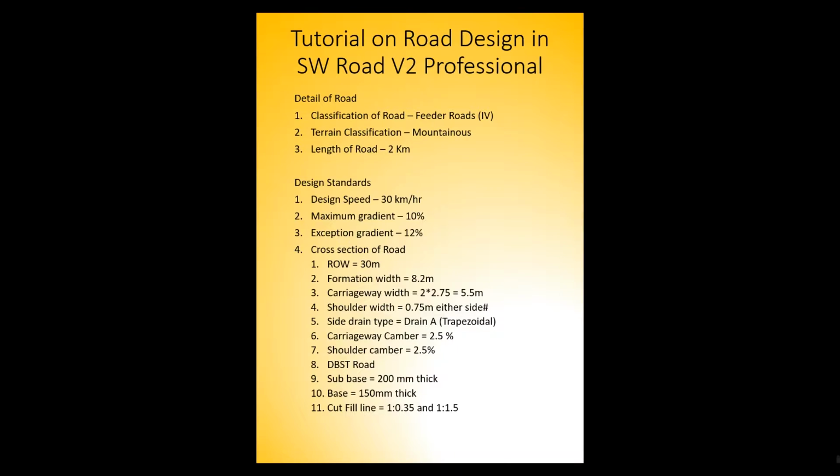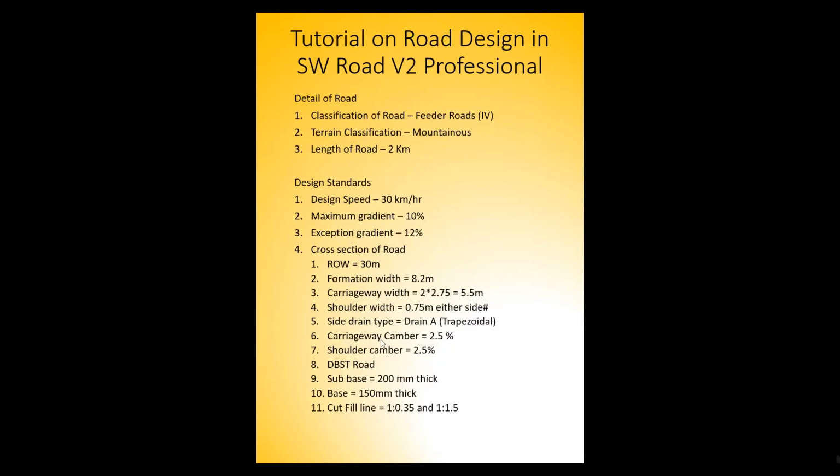The right of way of the road is 30 meter, that is 15 meter on either side, and the formation width will be 8.2 meter. We're going to discuss this a little bit later. The carriageway width will be 2.75 meter on both sides, so the total width of the carriageway will be 5.5 meter. Shoulder width will be 0.75 meter on either side.